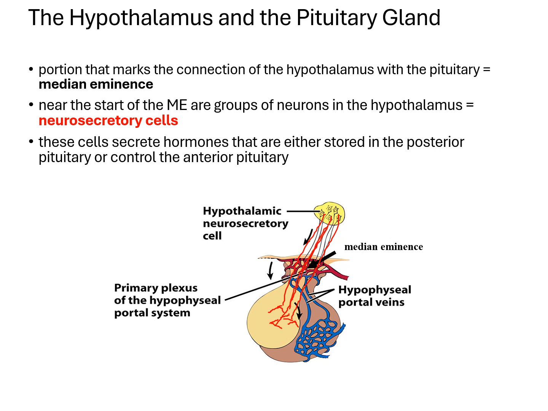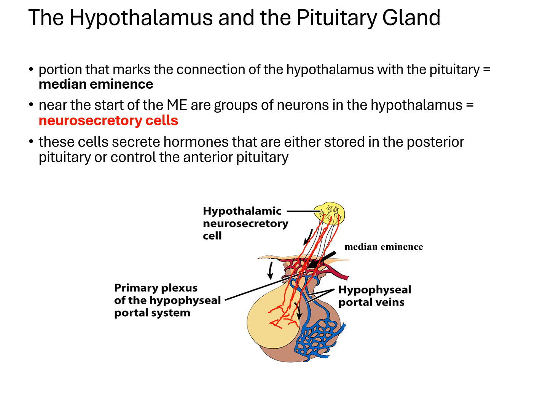In particular, these neurosecretory cells that lead into the posterior pituitary are going to secrete the hormones oxytocin and vasopressin. And we're going to see what those do in a bit. But that's the job of the posterior pituitary. It is to store oxytocin and vasopressin, which is released by these hypothalamic neurosecretory cells.